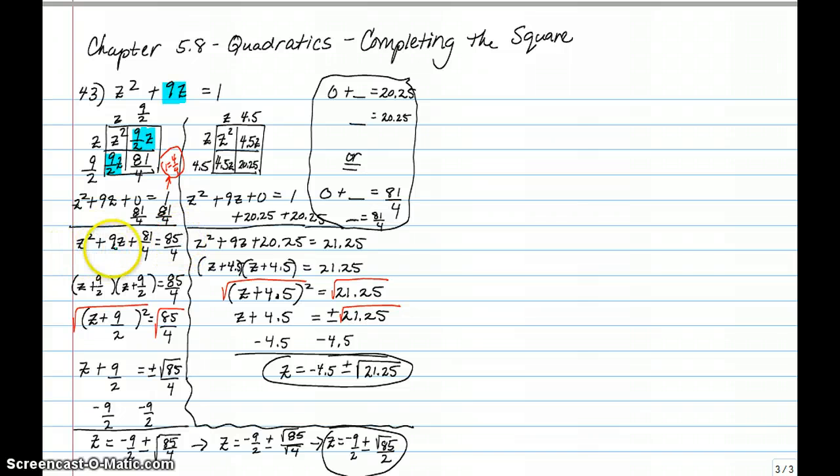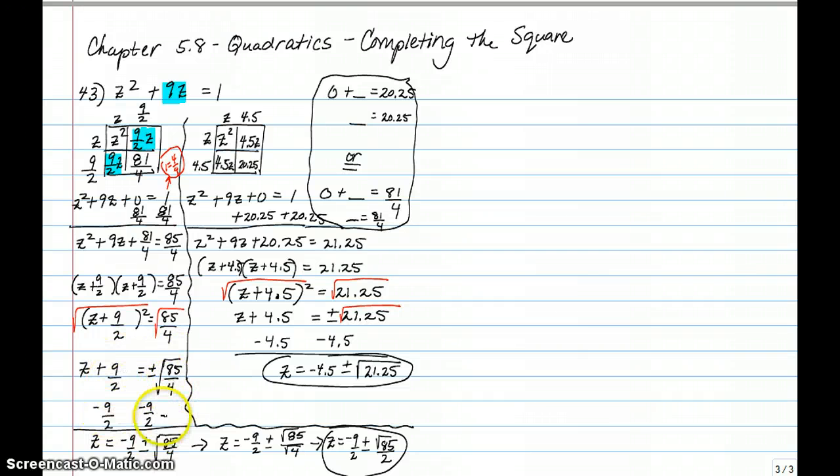You already know that z squared plus 9z plus 81 fourths is a perfect square trinomial, and you can write it as the square of a binomial, z plus 9 halves times z plus 9 halves, which gives you, written as a binomial, z plus 9 halves squared. And then you've got your 85 fourths. To get rid of the square, you're going to take the square root of both sides. So you end up with z plus 9 halves equals plus or minus the square root of 85 fourths.